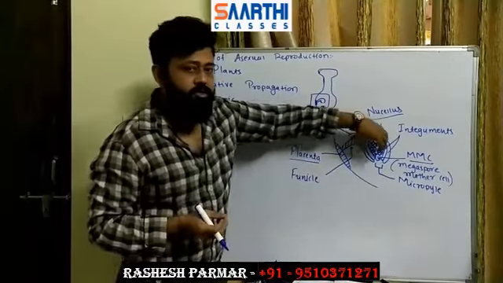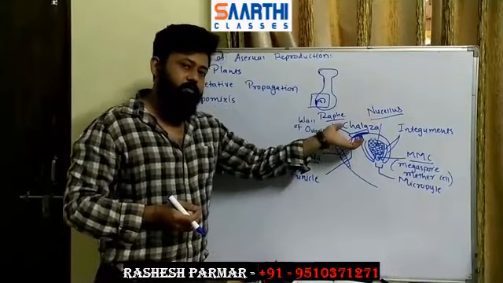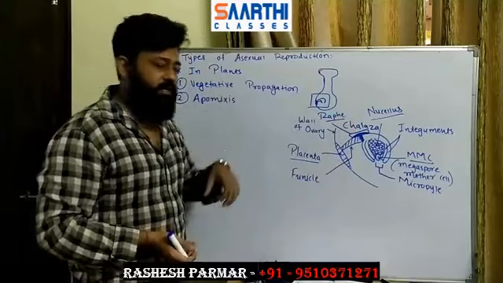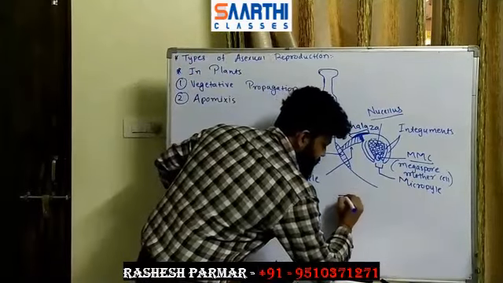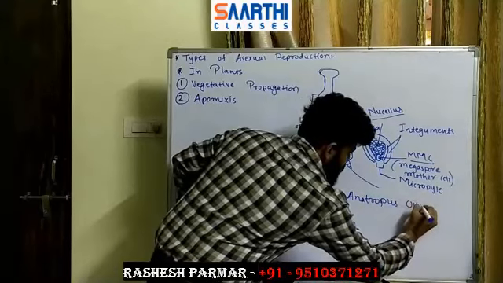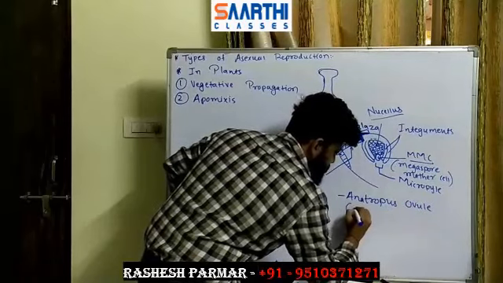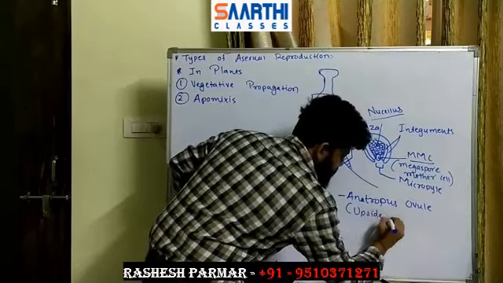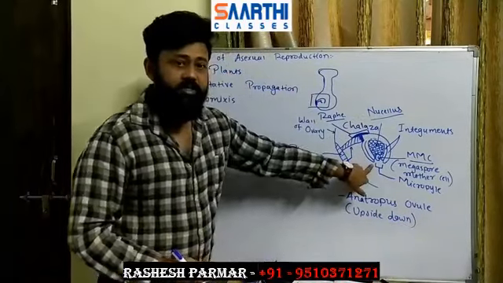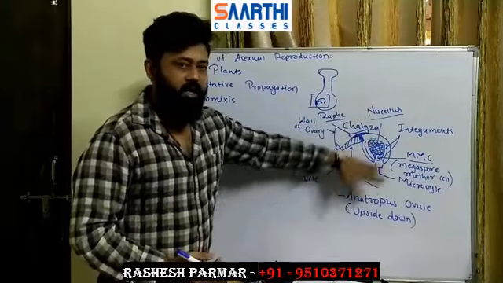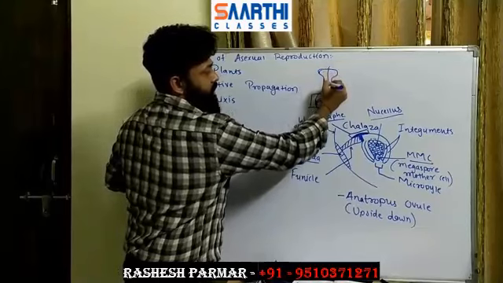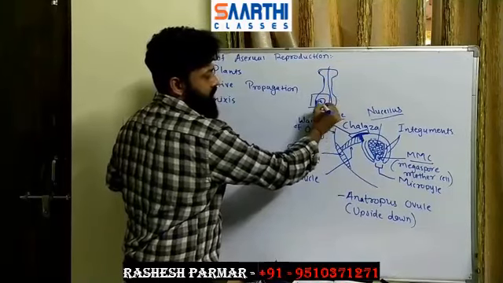This is an anatropous ovule, which is most common in angiosperms or flowering plants. Anatropous means upside down. So the micropylar end is towards the bottom of the ovary. The pollen tube will germinate and enter from the micropylar end.